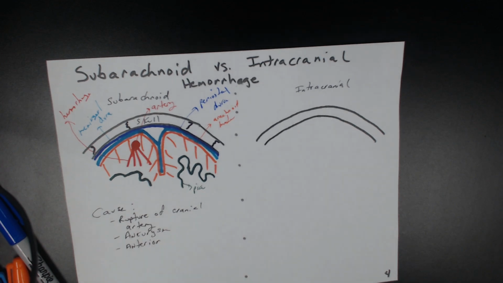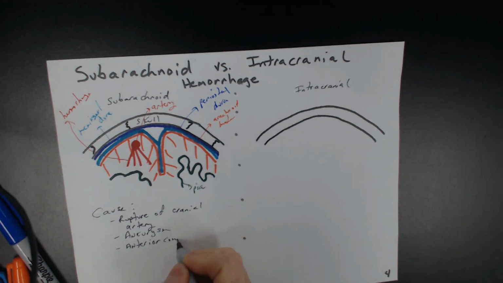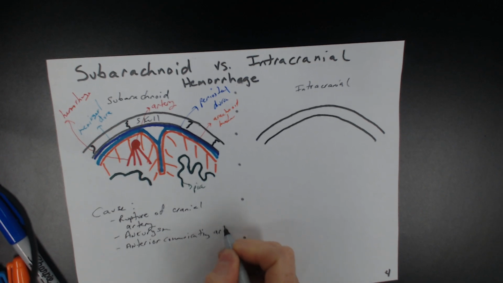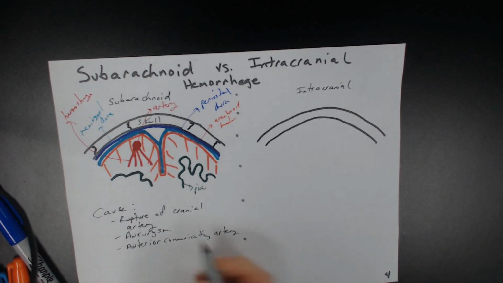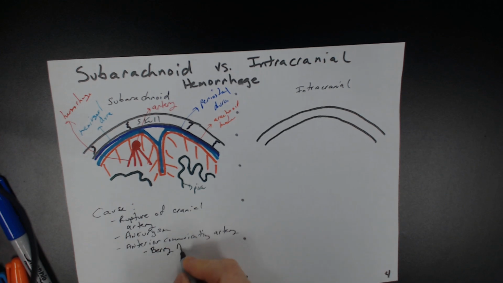Okay, and the most common place for an aneurysm is going to be your anterior communicating artery. Everybody remembers where that is, right? That's the little one, part of the circle of Willis, that connects the left and right anterior cerebral arteries together. So anterior communicating artery is a common spot for an aneurysm, and that would be known as a berry, B-E-R-R-Y, just like blueberry, berry aneurysm.